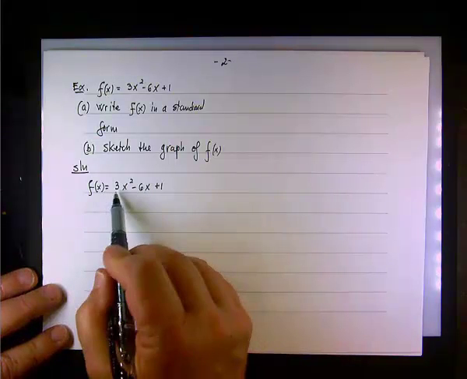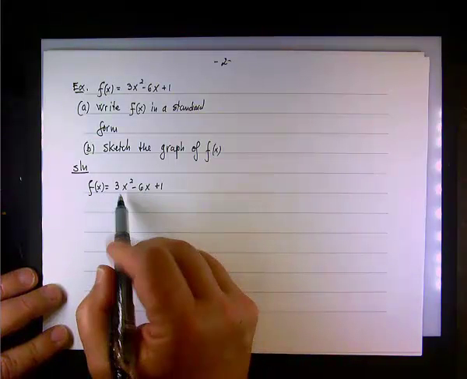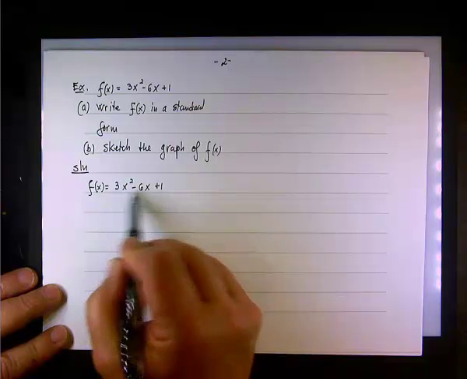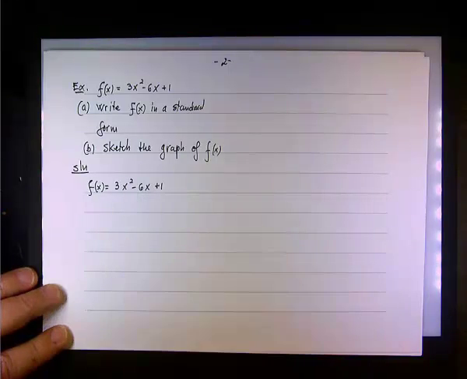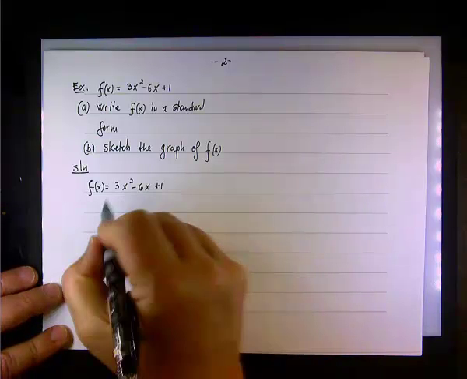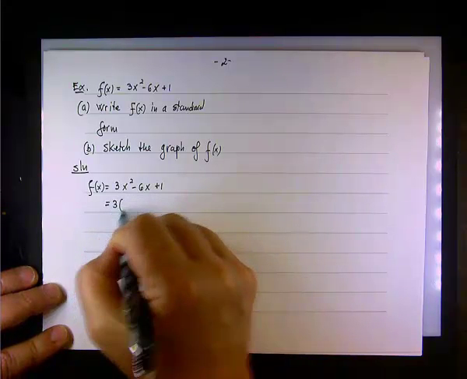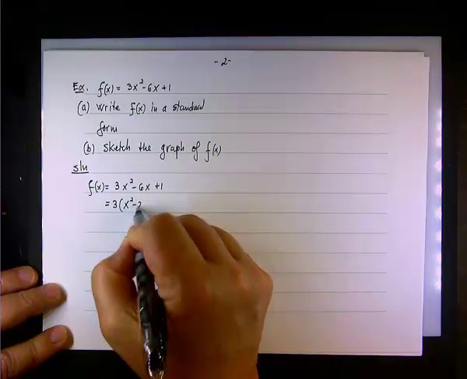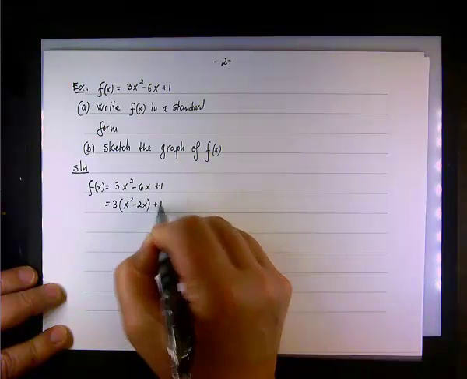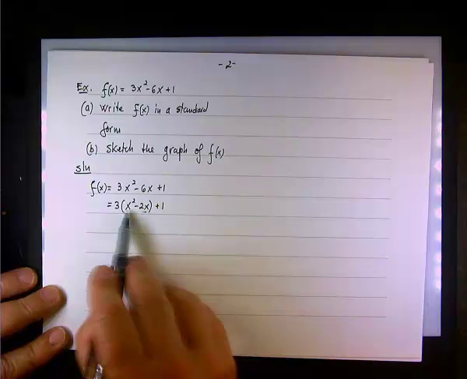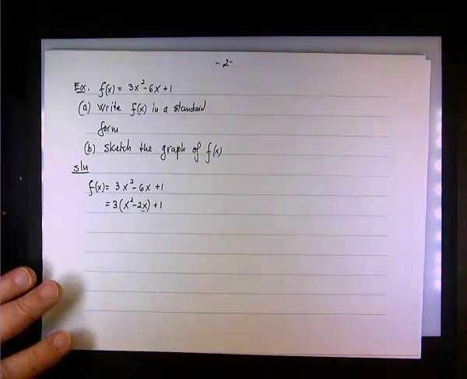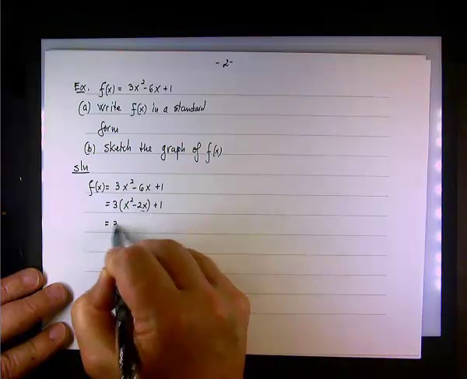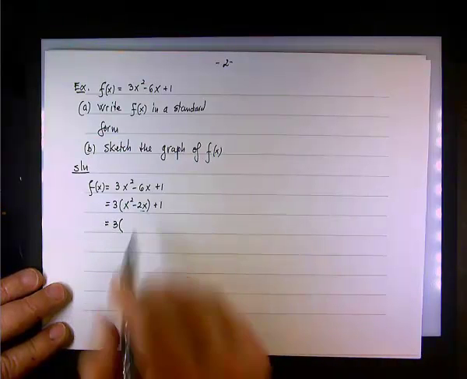But today, I think it will be simpler if I factor 3 only from the two terms containing x and leave that one alone. So if I do so, I have 3 times x squared minus 2x, and then plus 1. So notice that 3 multiplies only the terms in the parentheses, but doesn't multiply 1. Now I need to complete the square. So how shall I do so?